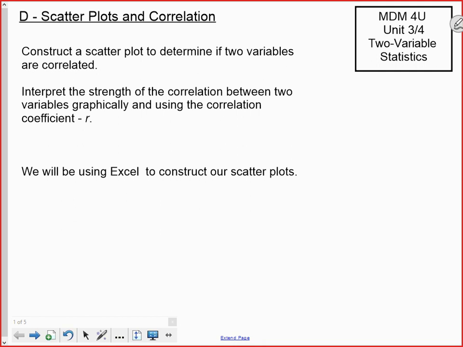Okay, what we're looking at is scatter plots and correlation, and what we want to be able to do here is construct a scatter plot to determine if two variables are correlated, interpret the strength of the correlation between two variables graphically and using the correlation coefficient R, and most importantly probably is make some graphs using Excel so we can see whether or not two variables are correlated.